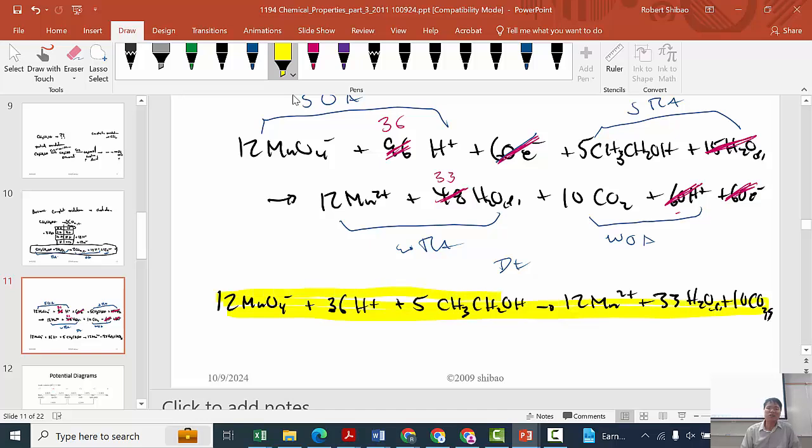So we don't need oxygen to burn things or to oxidize things. This could easily result in a fire here, so you've got to be careful, because permanganate's more powerful than oxygen.